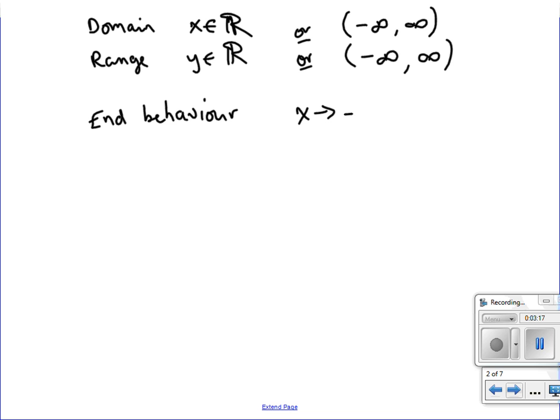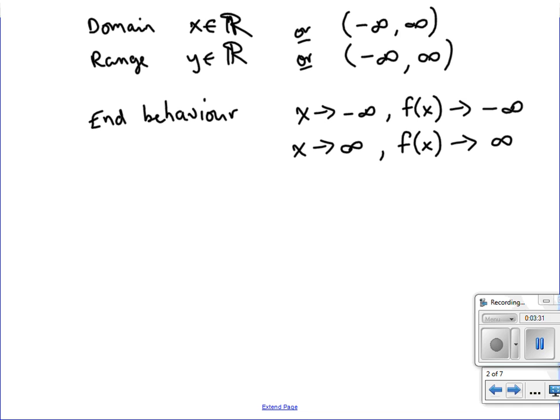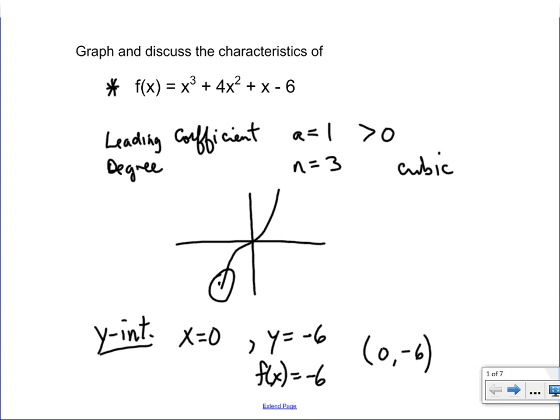As x approaches negative infinity, our cubic function approaches negative infinity. And as x approaches positive infinity, our cubic will approach positive infinity. That's this area and this area. So here's x equals negative infinity, x is positive infinity, and this is negative infinity, and this is positive infinity. So there's the end behavior that I was talking about.